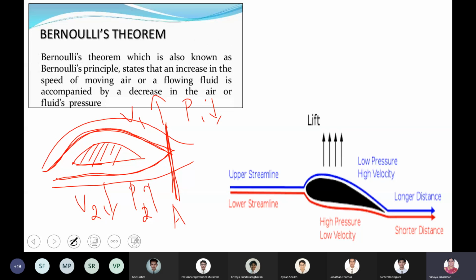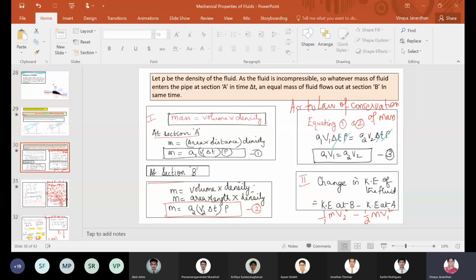Is that clear, boys? 11th standard? 11th? Yes, ma'am. Now, go for this.